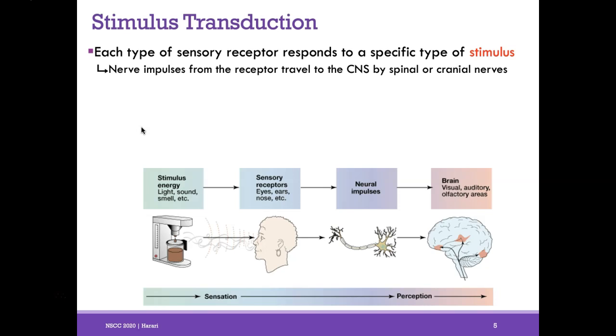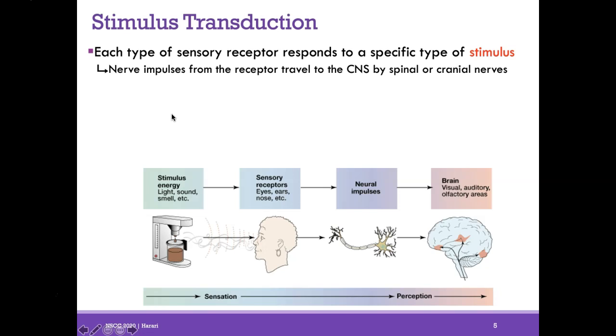So let's talk about some of the parts of stimulus transduction. Each type of receptor can respond to a specific type of stimulus. And the nerve impulse from the sensory receptor will then go to the central nervous system by spinal nerves or cranial nerves. So the sensory receptor is in the periphery. Then those sensory receptors branch into either cranial nerves or spinal nerves, and then those feed into the central nervous system. And the final destination is always the brain.